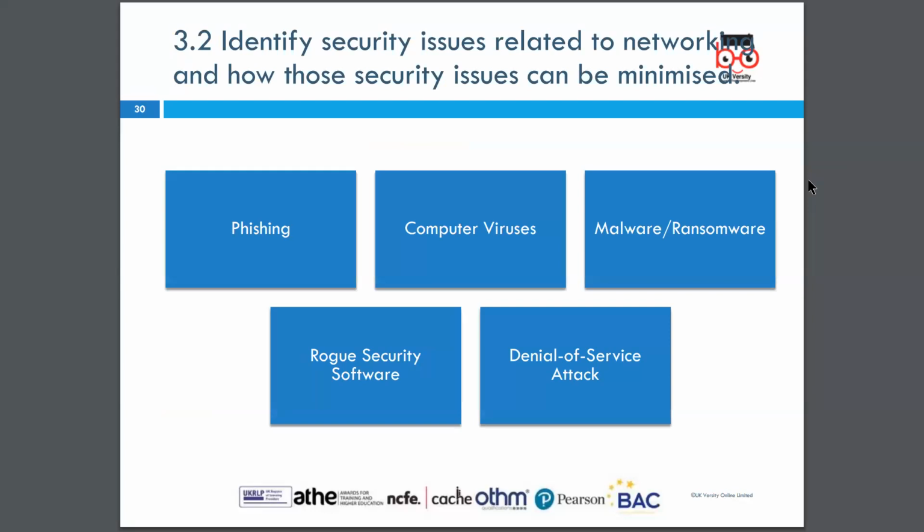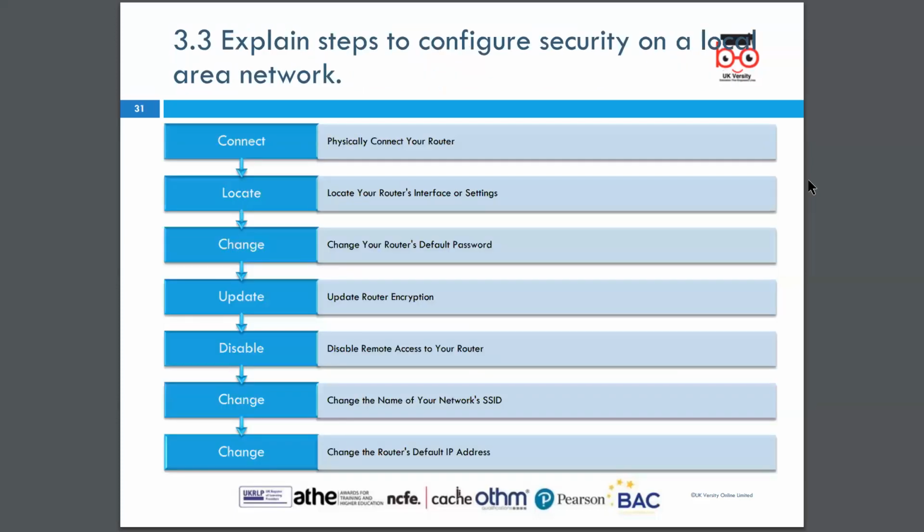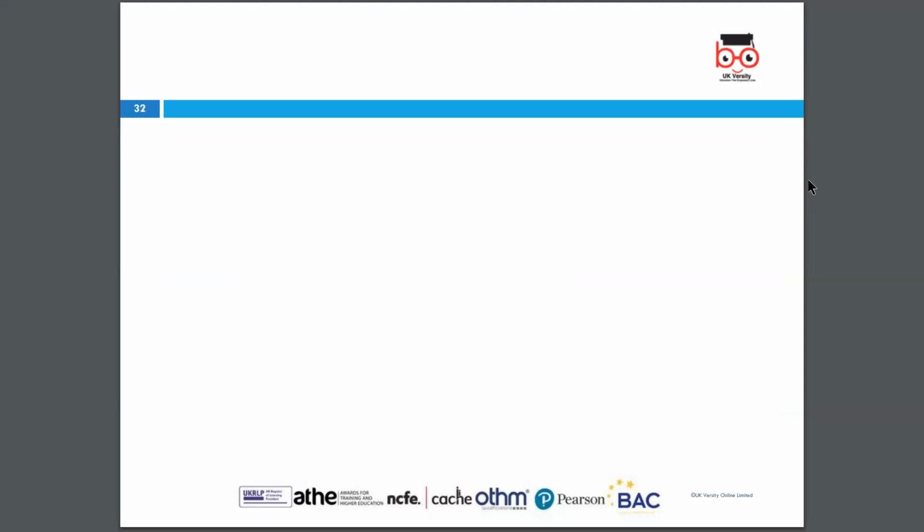Conclusively, we need to identify security issues related to a network and how these security issues can be minimized. I'd say this learning outcome has already been covered in our previous tutorial, where we looked into cybersecurity and the types of attacks that can occur over the internet. So I would say this was everything for today.